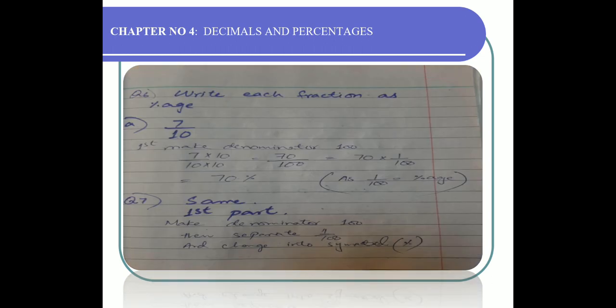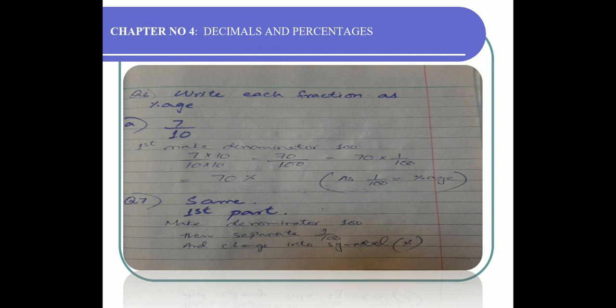Question number 6. Write each fraction as a percentage. How can you convert a fraction into a percentage? Simply make the denominator 100. You will come to know the answer. First, make the denominator 100. The denominator is 10. If I multiply 10 with 10, it becomes 100. So multiply 10 in the numerator and denominator. 7 multiplied by 10 is 70. 10 multiplied by 10 is 100.